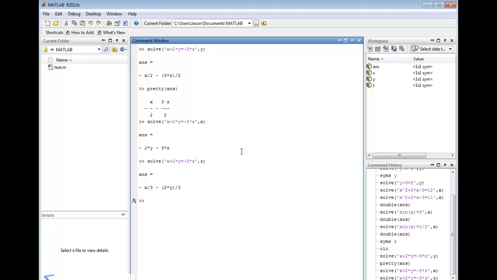You may have a very large expression to solve for x, and you might need to algebraically move things to the left and the right hand side. MATLAB can do all that stuff in the Symbolic Math Toolbox.